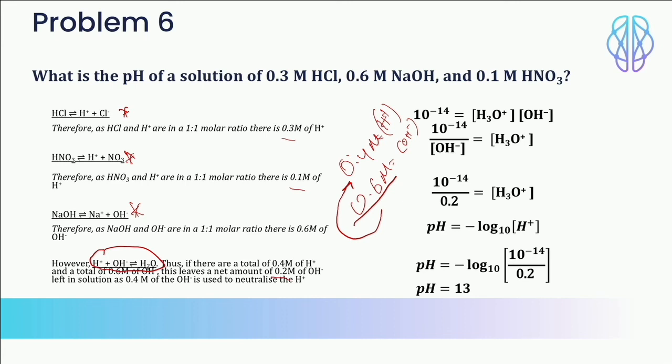This is a very important take-home for harder questions. They'll likely involve multiple solutions. Just remember the fact that H plus and OH minus in solution self-react and make water, which has a neutral pH and does not contribute to the pH at all. So you need to find the net amount of ions that are left. In this case, it's 0.2 moles of hydroxide.